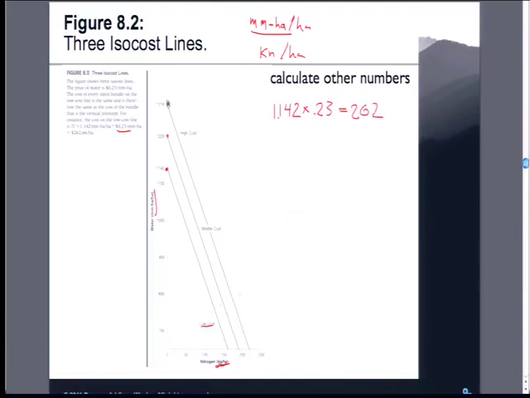We could read these other intercepts off, 1229 times 23, and we could get these 3 intercepts off of here and figure out what our total cost lines represent. This one would be 282. This one would be 302. So along this whole line, this is $262, wherever we are on this low cost line. The medium cost line, $282, wherever we are on this medium cost line.